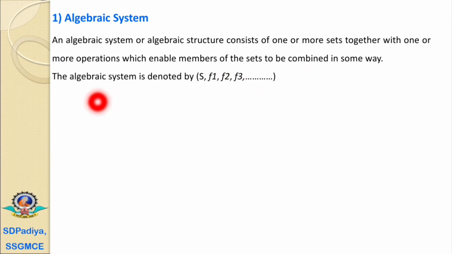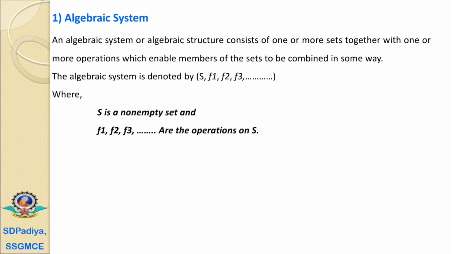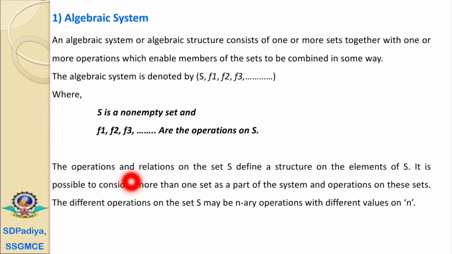If we consider the algebraic system denoted by capital S, comma, the functions f1, f2, f3 up to fn, where capital S is a non-empty set and f1, f2, f3 are the operations on the set. The operations and relations on the set S define a structure on the elements of S. It is possible to consider more than one set as a part of the system and operations on this set.